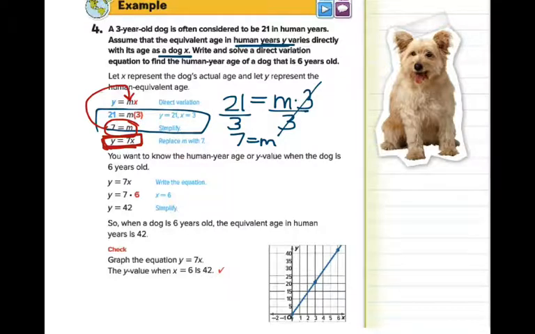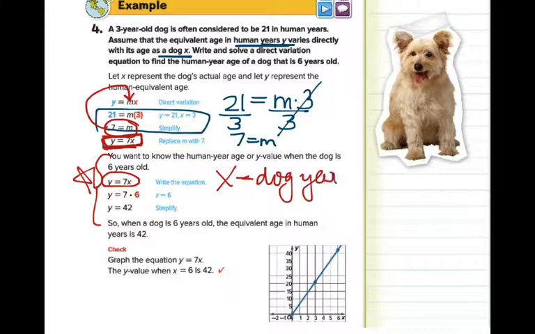That is our formula that would help us determine age no matter how many years you're given. You could be given the human years and find out the dog. You could be given the dog years to find out the human. Okay, so let's take a look at them doing that right here. You want to know the human year age or Y value when the dog is 6 years old. So we take our equation right here, and dog years are X. Okay, so X are the dog years. So if my dog is 6 years old, I'm going to substitute my X with a 6.